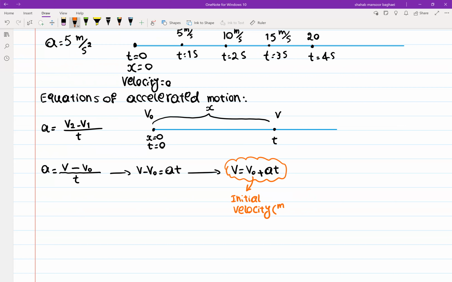The unit is in meter per second. T is time. Unit is in seconds. A is acceleration of your particle. Unit is in meter per second square. You know, it has this unit. And the velocity of this position here, it has unit of meter per second. This is the first equation in accelerated motion.